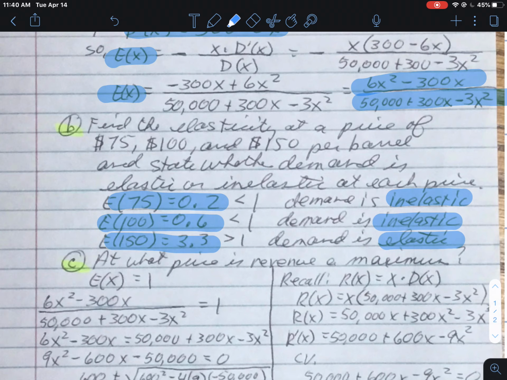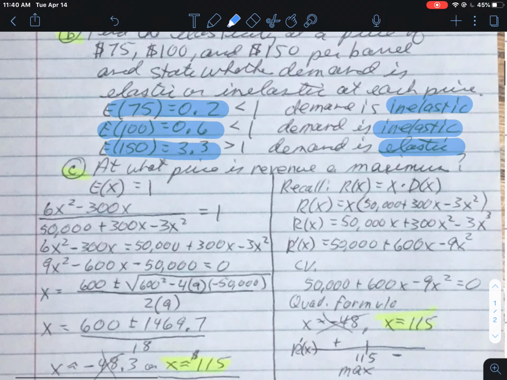revenue drop. So we know that somewhere between $100 per barrel and $150 per barrel is that sweet spot. We're looking to maximize revenue. So part C, at what price is revenue a maximum? And I tell you now, there were two different ways that we could do that.